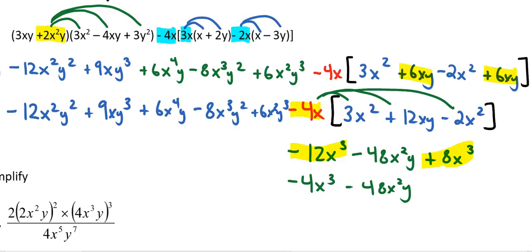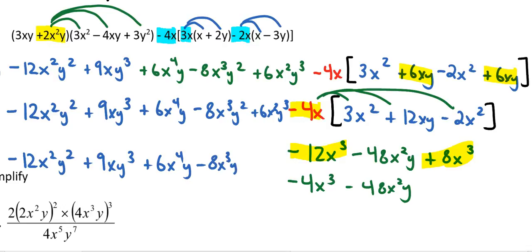And then I have to just bring everything down here. This will be negative 12x squared y squared plus 9xy cubed plus 6x to the 4y minus 8x cubed y squared plus 6x squared y cubed. I'm just looking around here and I don't see a whole lot that I can combine.